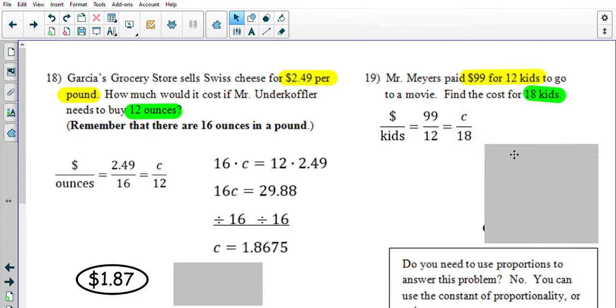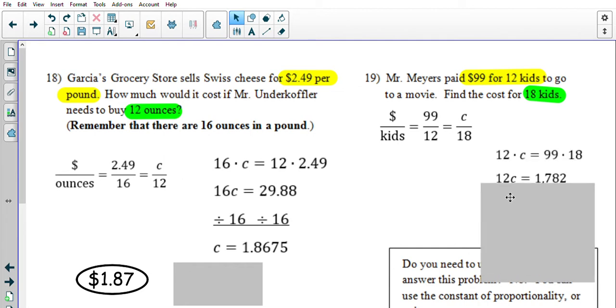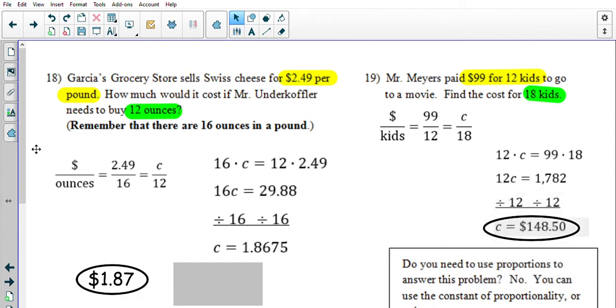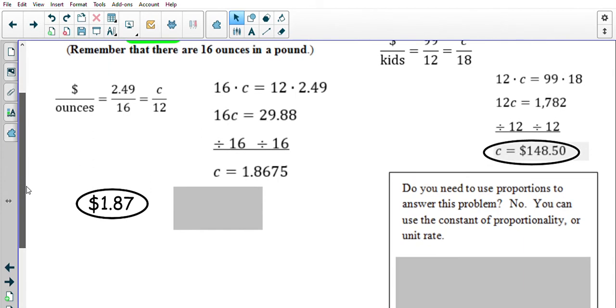Now we cross multiply. Take 12 times C to get 12C. 99 times 18 is 1,782. Divide by 12, and we will get a solution of $148.50.